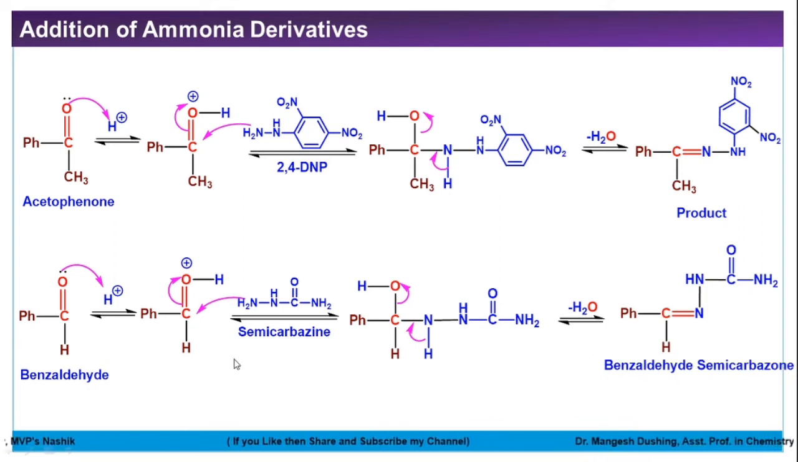So these type of reactions, in short, you can see the structure of the starting material and product. So the carbon oxygen double bond is converted to a carbon nitrogen double bond, and whatever the R group or another group is attached to the nitrogen, that remains on that nitrogen only.